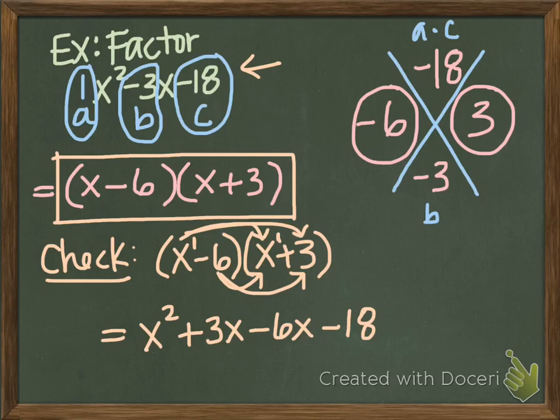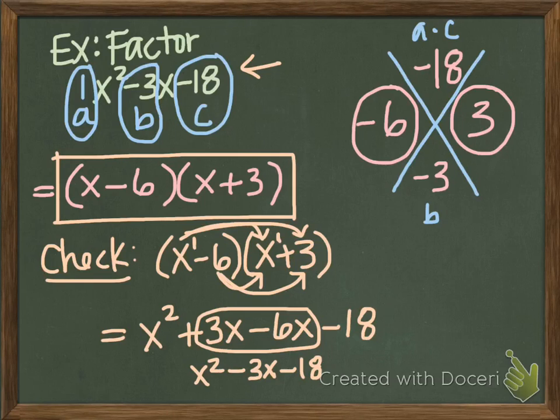Remember, when you do this, you'll have 4 terms. Usually the 2 in the middle will combine. 3x and negative 6x combine to make negative 3x. I still have the minus 18 at the end. I've got the x squared at the beginning. This is what I started with up here. So that means my answer was correct.